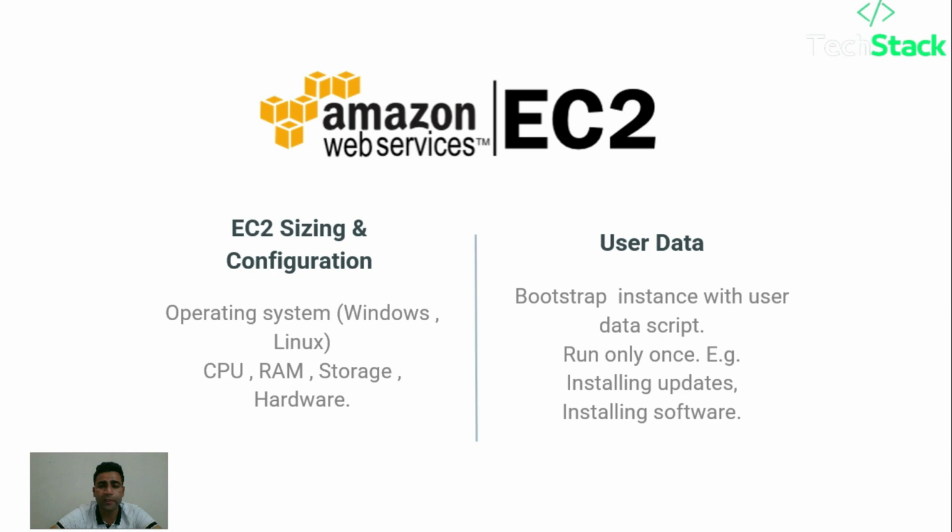So here's a bit more about EC2. For EC2 we have different sizes and configurations. We are open to choose any operating system, either Windows or Linux. We are open to choose what CPU we require, what the RAM is, what the storage is, and which hardware we require for our instance.